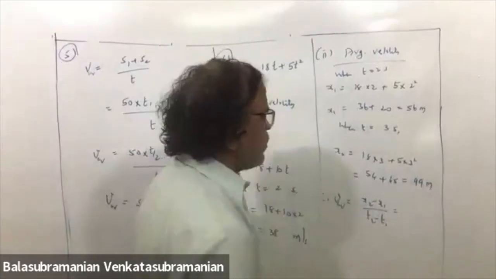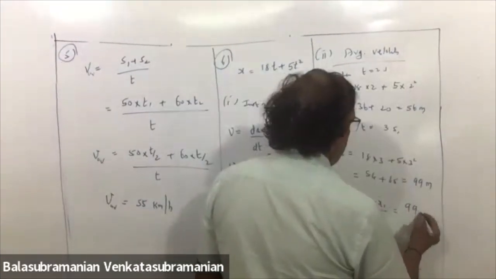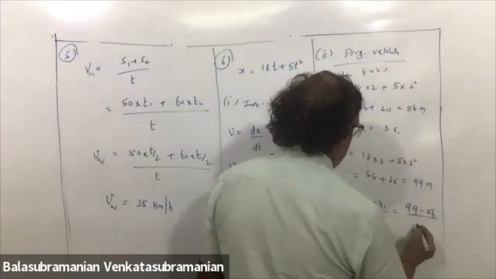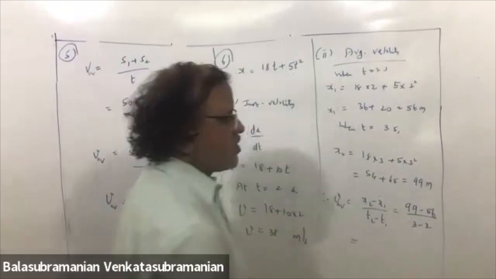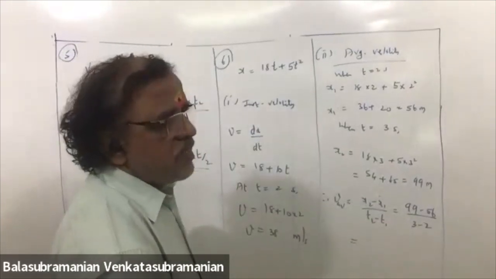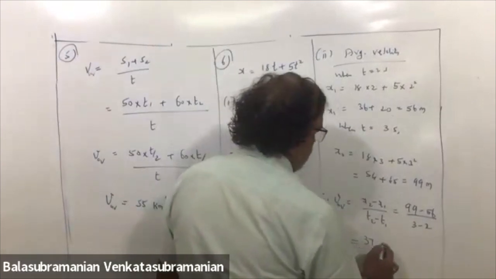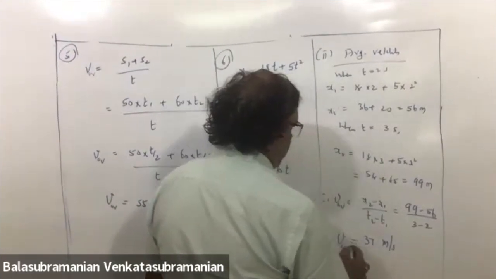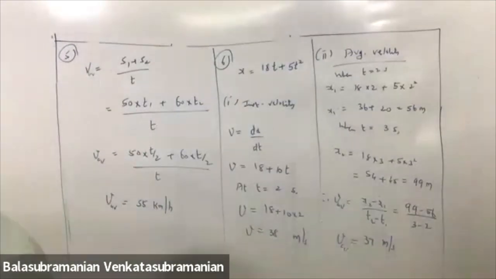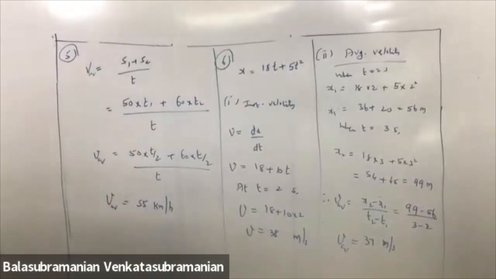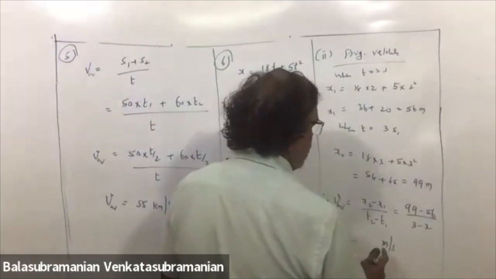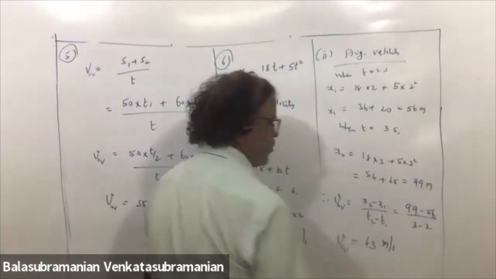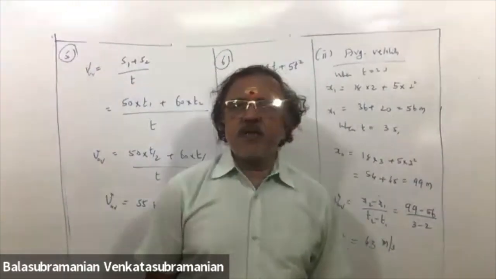What is change in displacement? 99 minus 56 by 3 minus 2. 99 minus 56, 37 meters per second. Denominator is 1. So 37 meters per second. 99 minus 56. No, it should be 43. 43 meter per second.